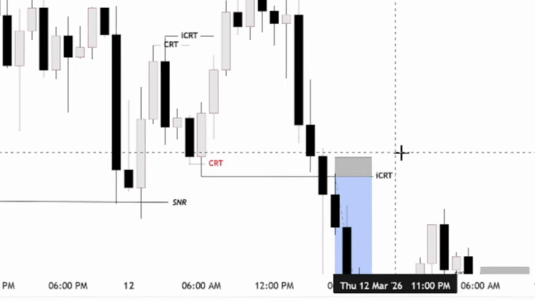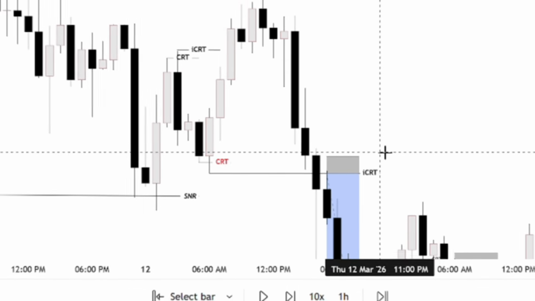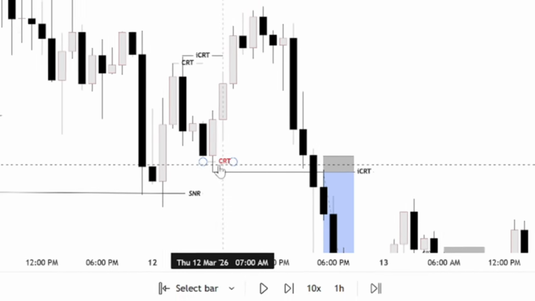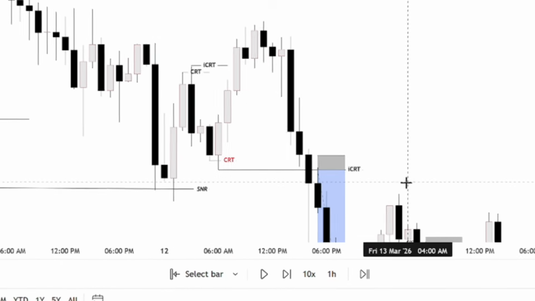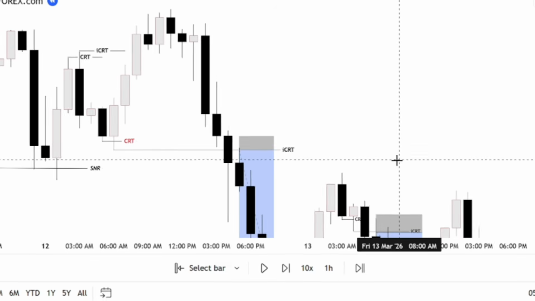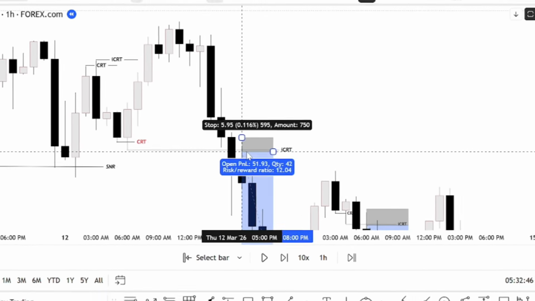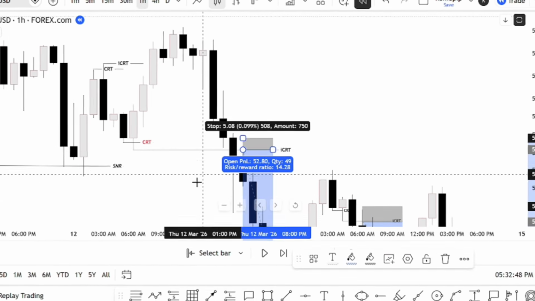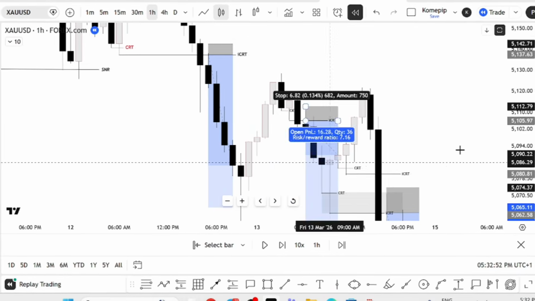What did I say about liquidity? Anytime a liquidity level, a strong level, fails, so for example, this is a strong level, we are not expecting it to fail. So when it fails, it becomes the Komepips iCRT, and automatically that becomes our entry model. And what do you see? Price comes, taps it in, and boom, pushed to the downside. All right, so let's look for other examples for you to see.